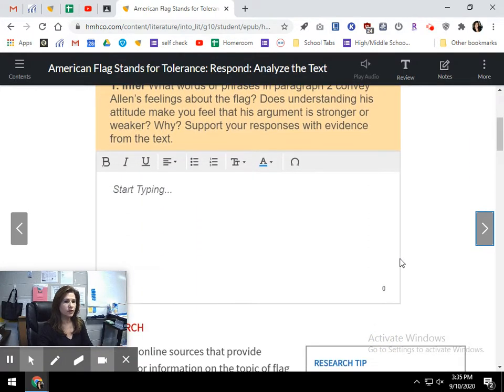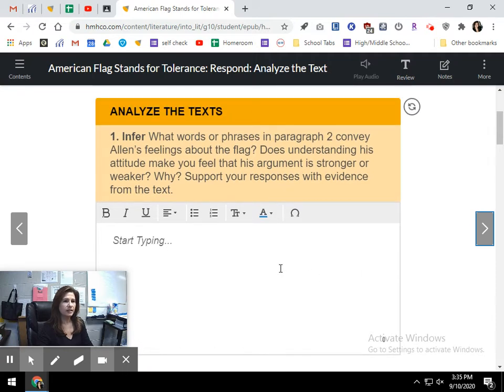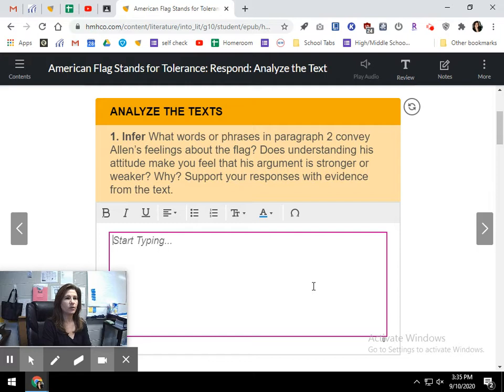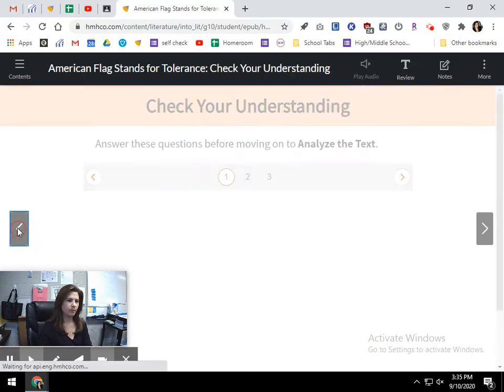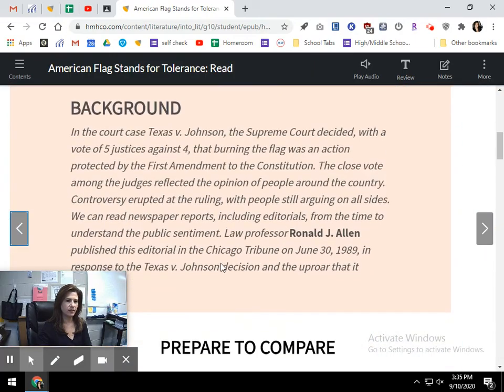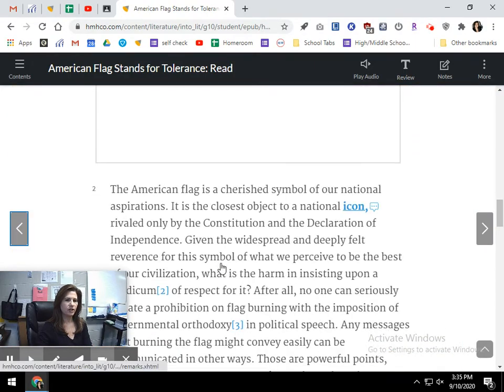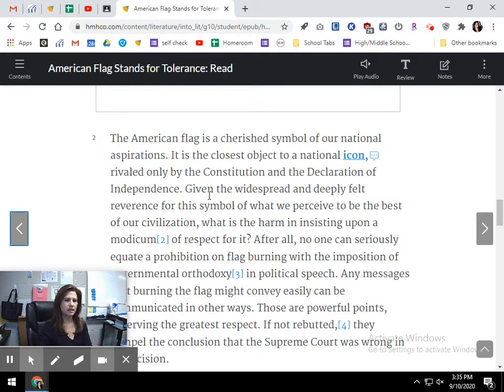So remember, first things first, we need to turn the question into a statement. So the first question is, what words or phrases in paragraph 2 convey Alan's feelings about the flag? So I'm going to start out with, in paragraph 2, the author uses the words cherished and, pardon me, I'm old. I have to go back and look because I forget things very quickly. Cherished and reverence.